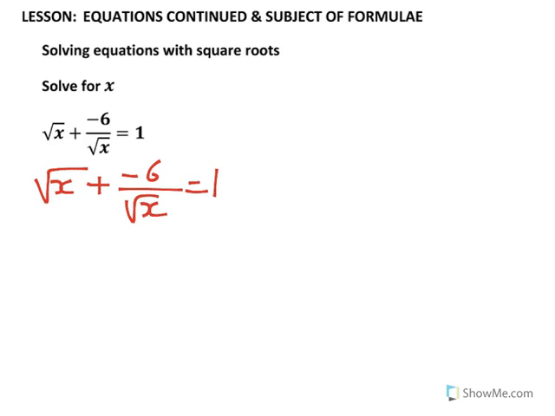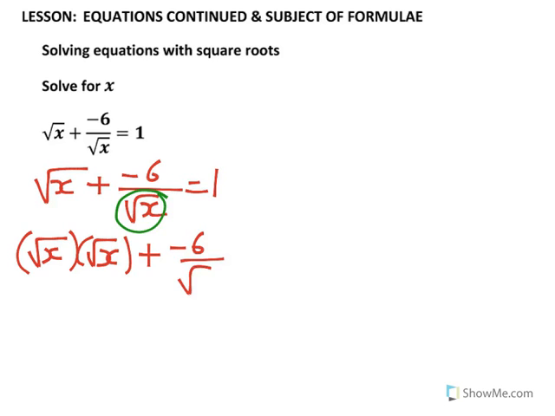The first thing you have to see is we have a fraction, and this particular fraction, how can you get rid of it? You can get rid of it by multiplying everything by this square root of x. So you're going to have square root of x multiplied by square root of x plus minus 6 over square root of x multiplied by square root of x. Remember, I'm multiplying everything by square root of x, which is equal to 1 multiplied by square root of x. Why? Because when you've done that, you are trying to get rid of that fraction.